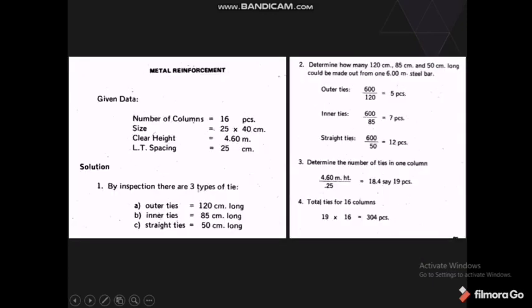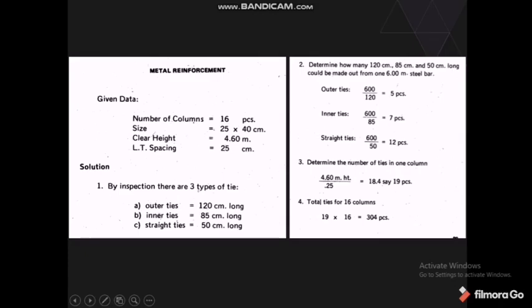So the outer ties is 120 centimeter long, and inner ties is 85 centimeter long, and straight ties is 50 centimeter long. And for the second part, determine how many 120 centimeter, 85 centimeter and 50 centimeter long could be made out from 1 6 meter steel bar. So convert this 6 meter into centimeter, and for getting the outer ties, that is 600 centimeter over 120 centimeter, and that is 5 pieces. For the inner ties, same process but divide into 85, that is equal to 7 pieces. And for straight ties, divide 50, that is 12 pieces.